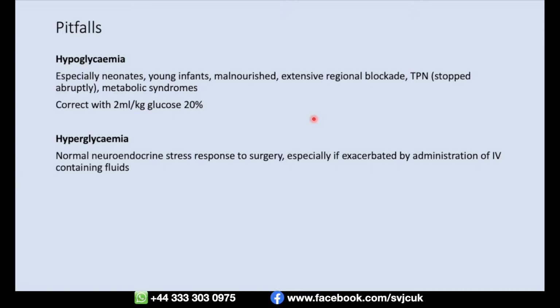Hyperglycemia, often measured in children after major surgery, particularly because of that stress response. So another good reason not to administer IV glucose to older children. They really generally don't need it.